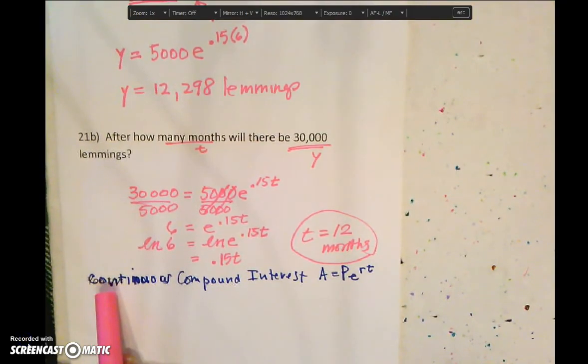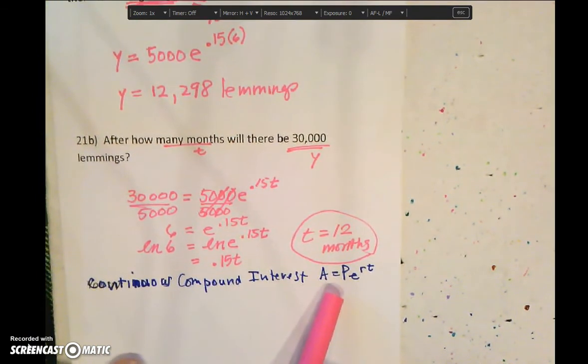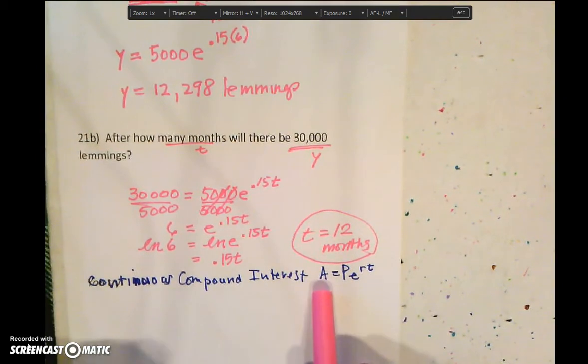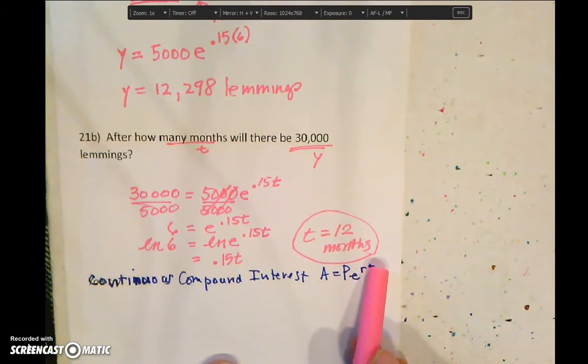Now, hopefully I remember to do this, but I'm going to add the continuous compound interest formula into your notes. This formula is A equals P e raised to the rt, where P is the principal that you start with, and A is the amount that you end with. r is the rate, and t is going to be the time. This is going to be compounded continuously.